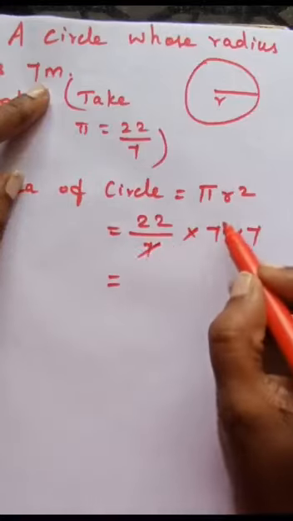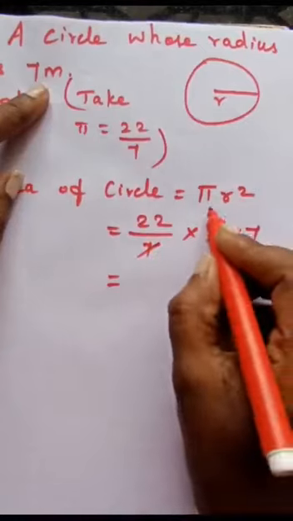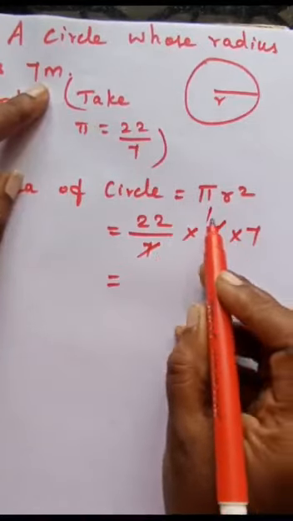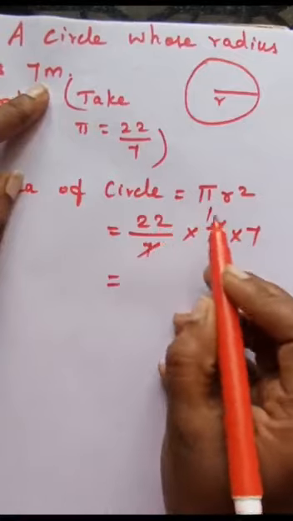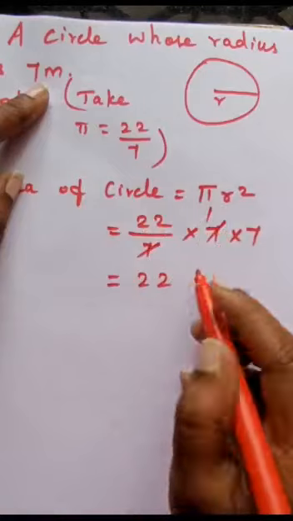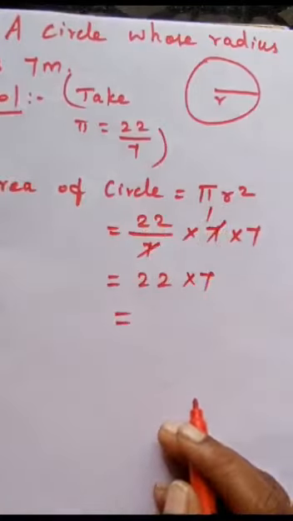See, this 7 is in division and this 7 is in multiplication, right? You can cancel them as such, which gives 1. In the 7 table, 7 can be cancelled how many times? 1 time. So what is the answer? 22 into 1 is 22, into 7. Got it? Now if you multiply this, you will get the answer.